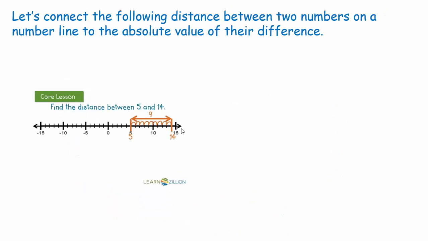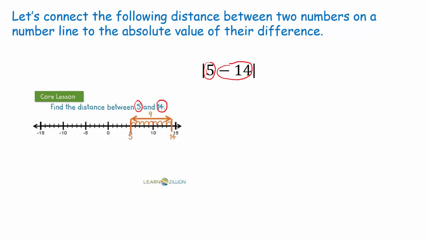Let's connect the following distance between two numbers on a number line to the absolute value of their difference. So again, I'm going to work this one out with you. So if I find the distance between 5 and 14 on a number line, well, if you have a number line in front of you, it's very easy to count. 1, 2, 3, 4, 5, 6, 7, 8, 9. So you know that that distance between 5 and 14 would be 9. However, mathematically, if you take the absolute value of the difference, which means to subtract, between those two endpoints, you will get their distance. So 5 minus 14, well, all I do is circle the sign that goes with the number.